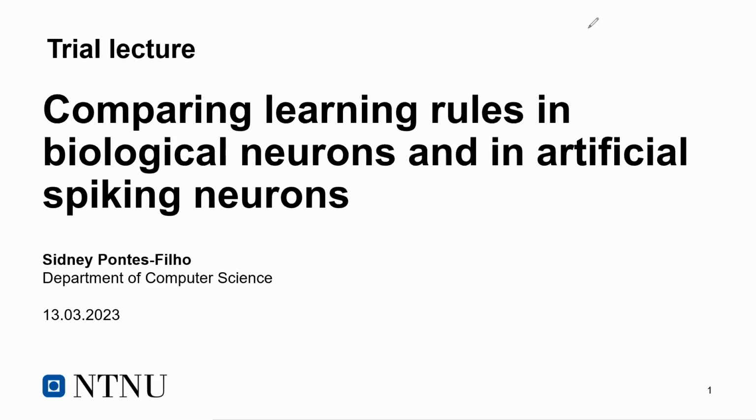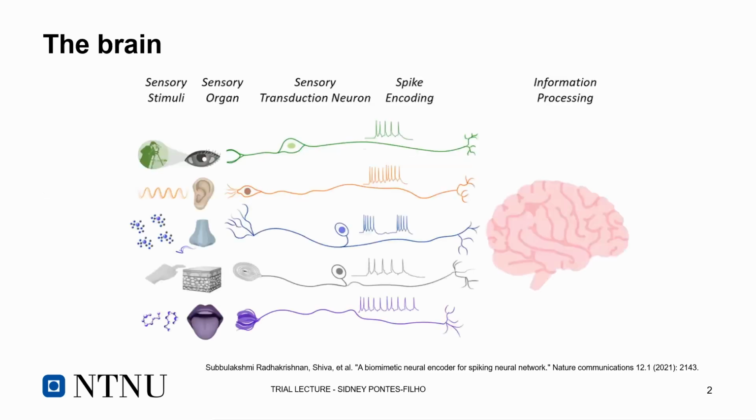This is the trial lecture for activity defense, and it's titled Comparing Learning Rules in Biological Neurons and in Artificial Spiking Neurons. Since we are going to compare learning rules in biological neurons and artificial ones, we need to see how the system works. So it's our brain. This is the system that consists of many biological neurons and other cells too.